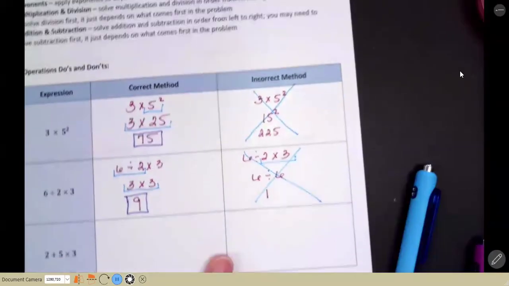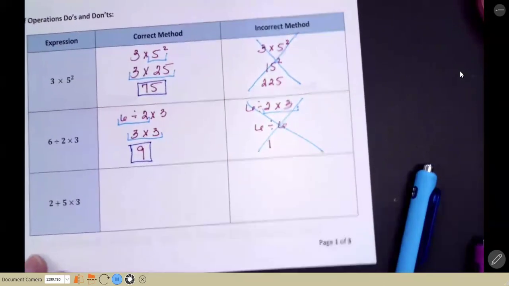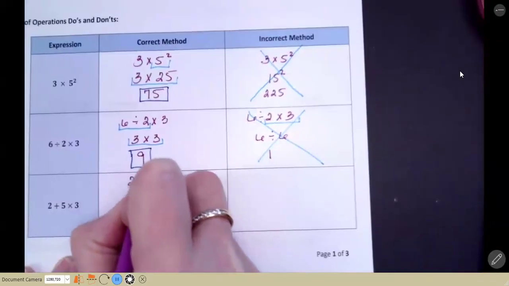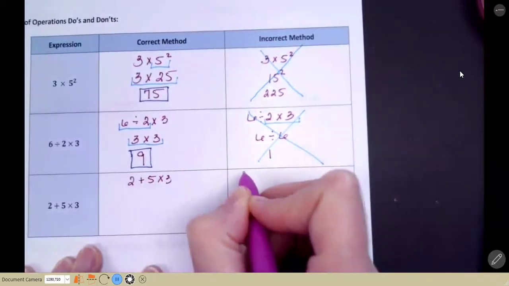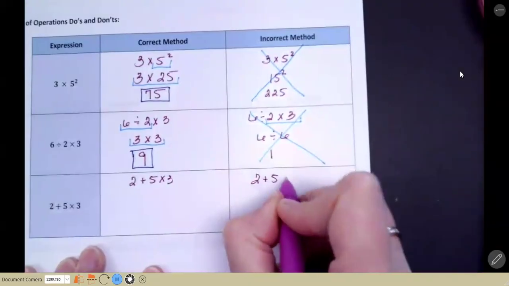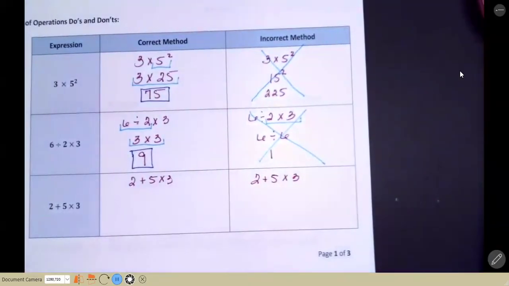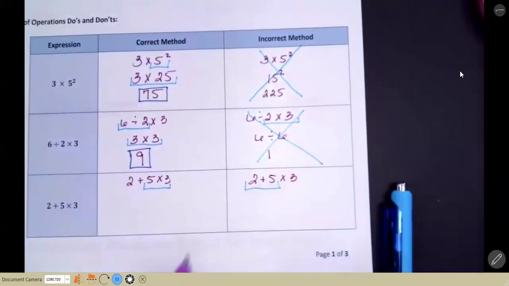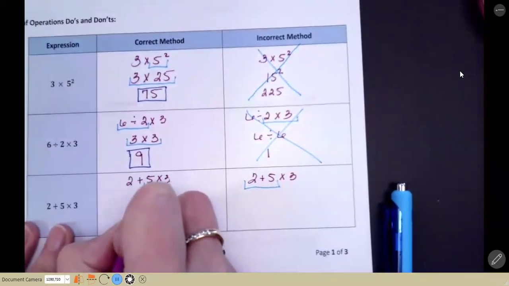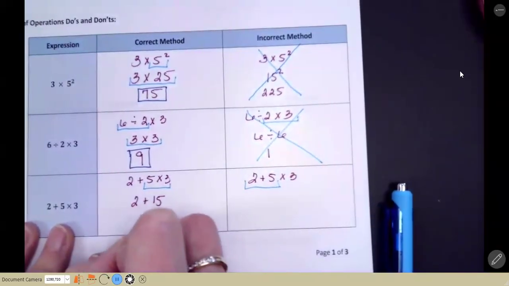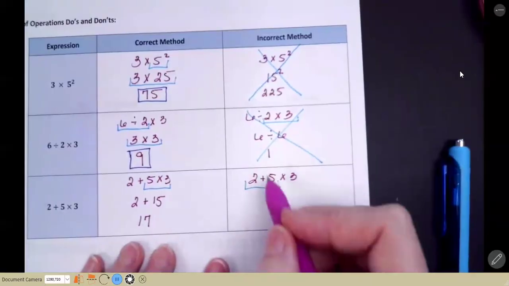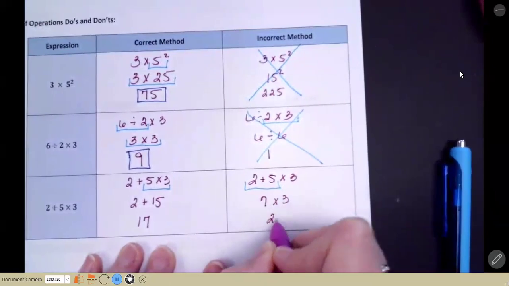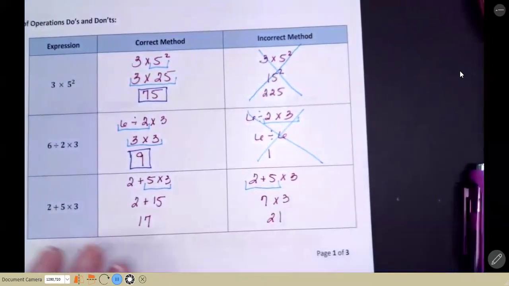Okay, let's look at the next one. What should we do first on this one? Noah? Yes. So this is the correct way. This over here is going to be the incorrect way. So 5 times 3 is 15. 2 plus 15 is 17. Over here, if we added first, we get 7 times 3, which is 21. That is clearly not the right answer.